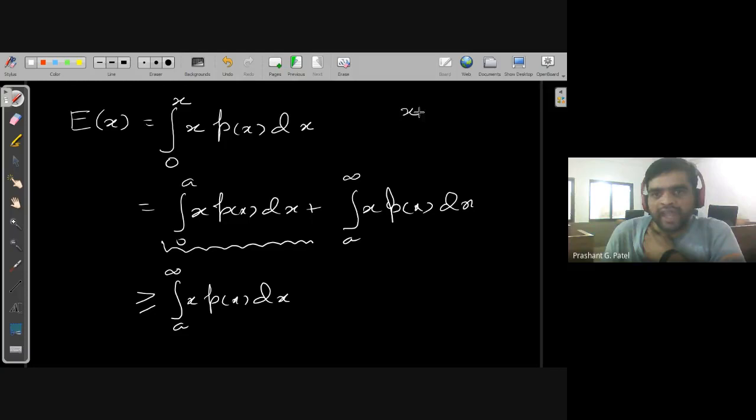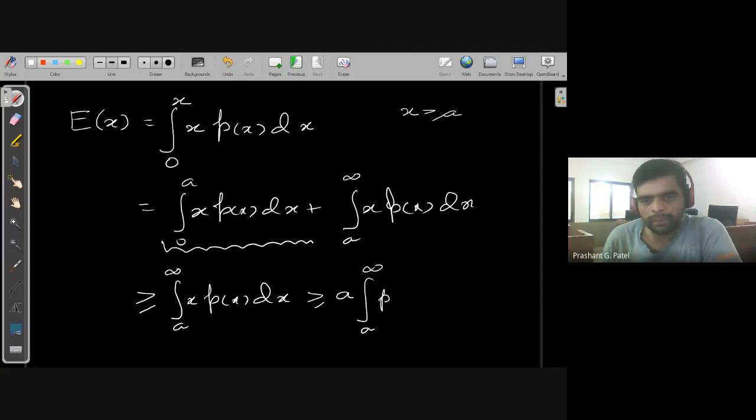Now here what we have is x greater than or equal to a. That is, we need to calculate the probability of x greater than or equal to a. So here I'm taking x from a to infinity. In this interval, all the values of x are bigger than a. So that's why I'm taking it out, and this is greater than or equal to the integral from a to infinity of a p(x) dx. And what is this? It is actually a into the probability of x greater than or equal to a.